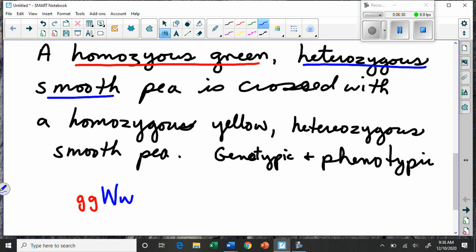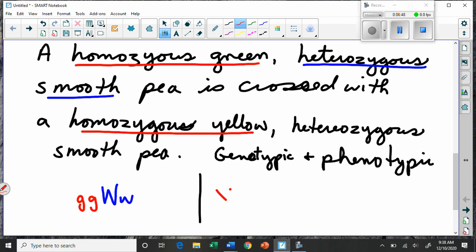So now we have a genotype that contains two sets of alleles instead of just one. And then the other parent, it says, is homozygous yellow. Homozygous means both the same.